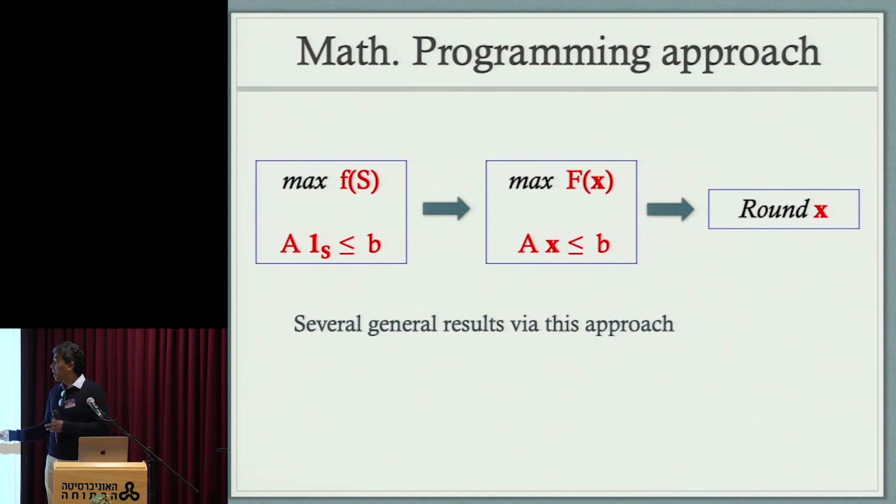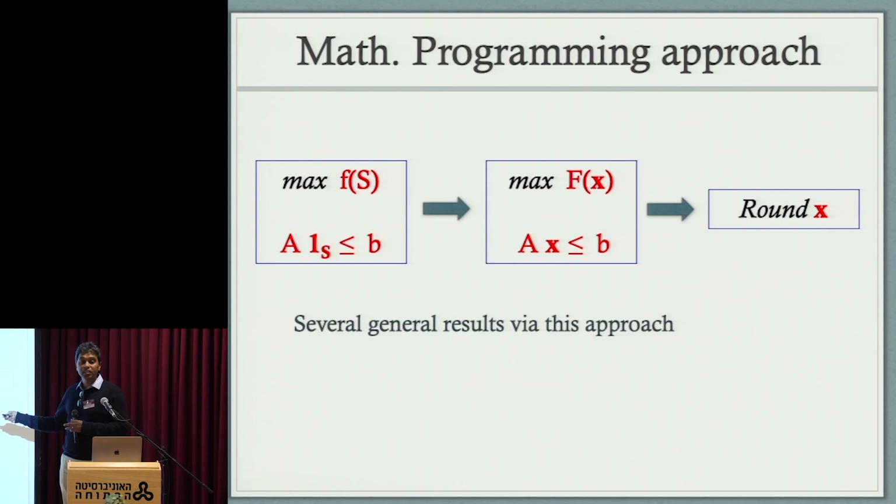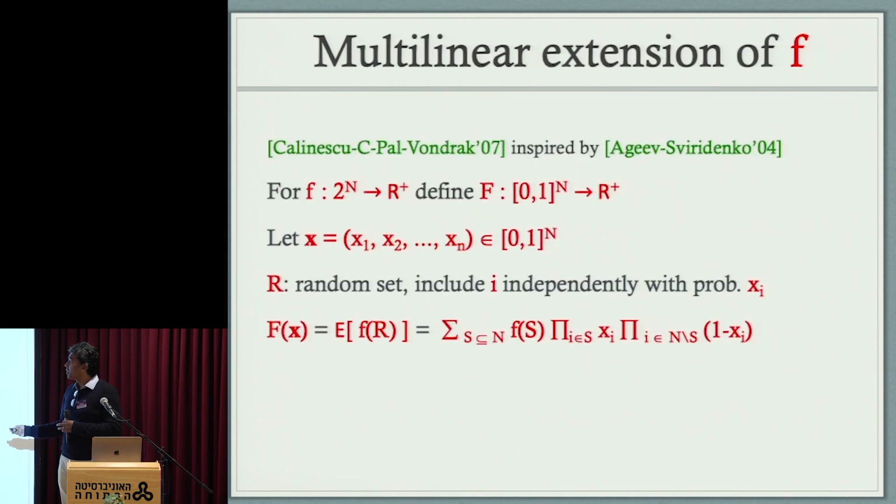Before I get there, I didn't tell you what this relaxation is. How do we take a discrete function and make it into a continuous function here? It's not quite obvious what to do. And in this work, we were inspired by some previous work of Ageev and Sviridenko and defined what is called the multilinear extension of a submodular function.